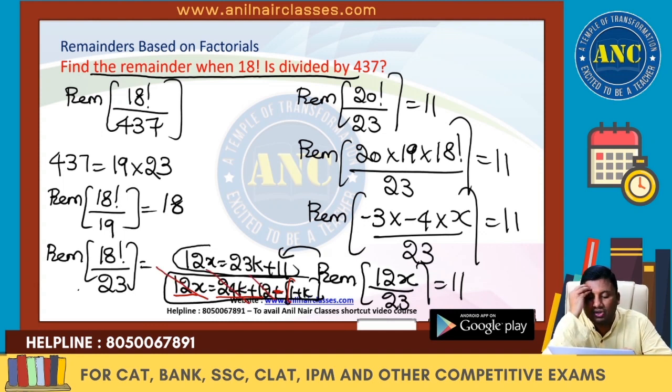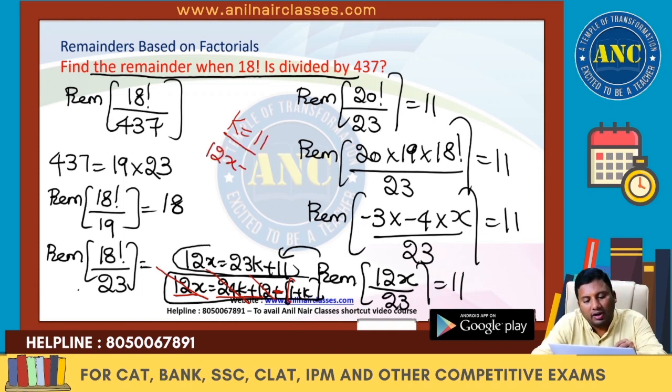1 plus k should be divisible by 12. That means k value should be 11. So 12x is nothing but 23 into 11 plus 11, which is nothing but 24 into 11. So x value is nothing but 22. Are you all with me? X value is nothing but 22.